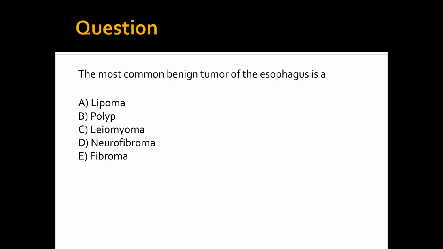So this is a spot diagnosis here. The most common benign tumor of the esophagus is, and we know the answer from our initial discussion, a leiomyoma. All these others may occur. These are usually asymptomatic, but this is the answer for this question.